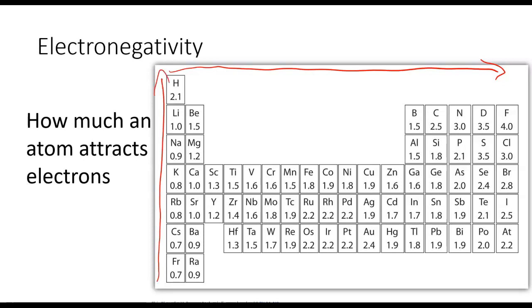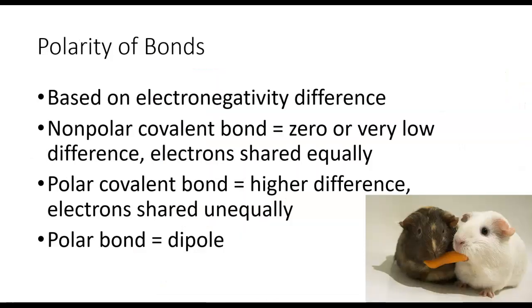So the most electronegative atom here is fluorine. The least is francium. So fluorine really wants electrons. Francium, not so much. What that means is that if francium is trying to share electrons, it's not going to really care. It's not going to want the electrons that much. Whereas fluorine here, it's going to pull on electrons very hard. That's going to result in something called polarity.